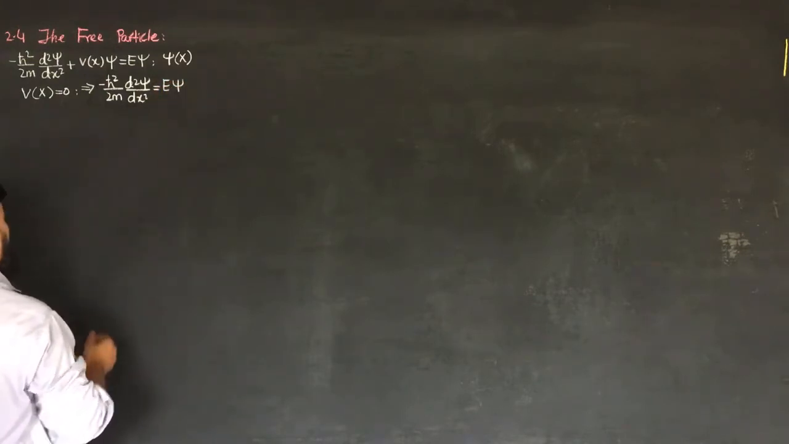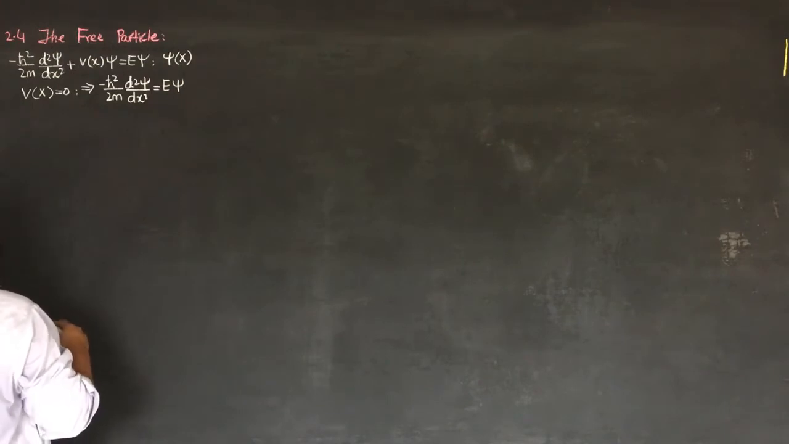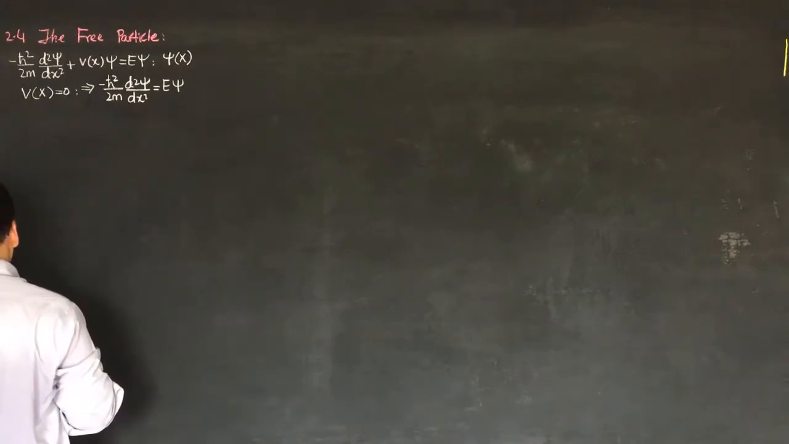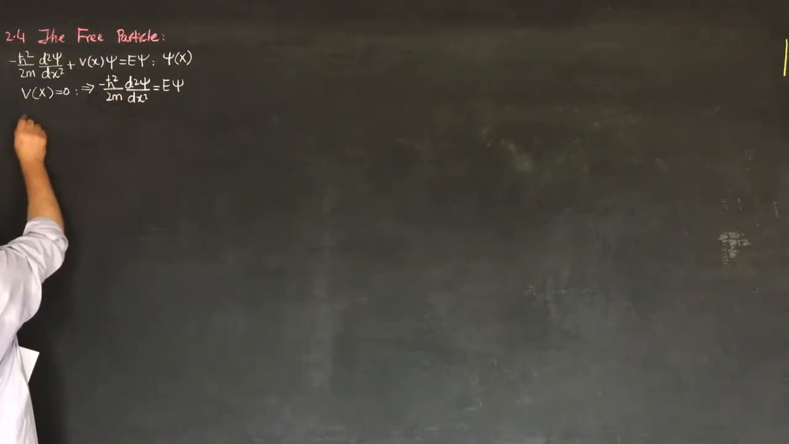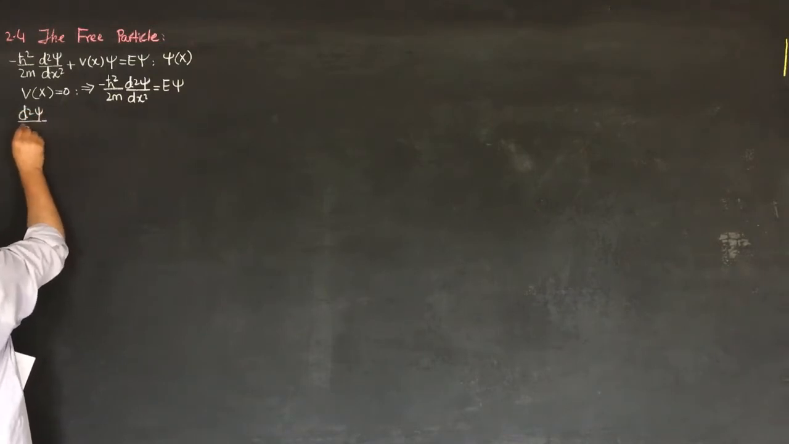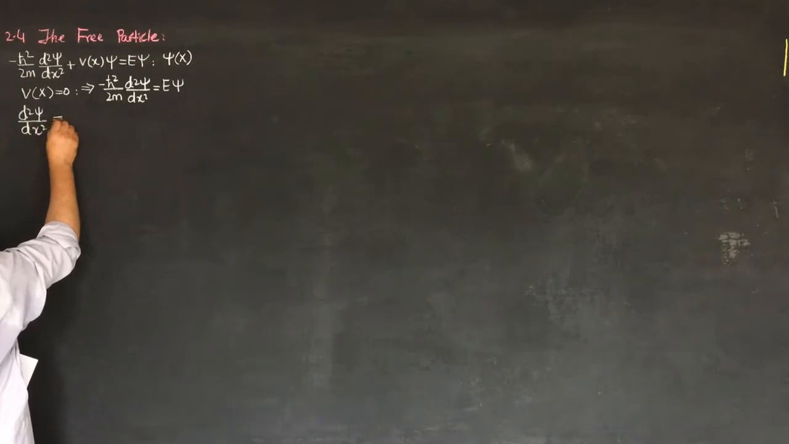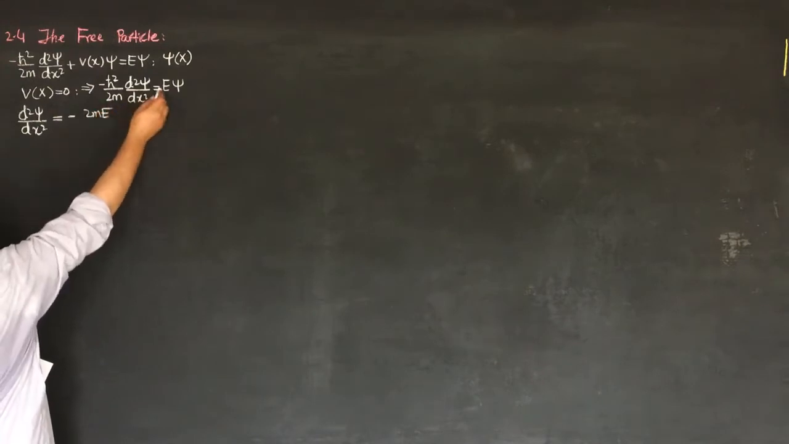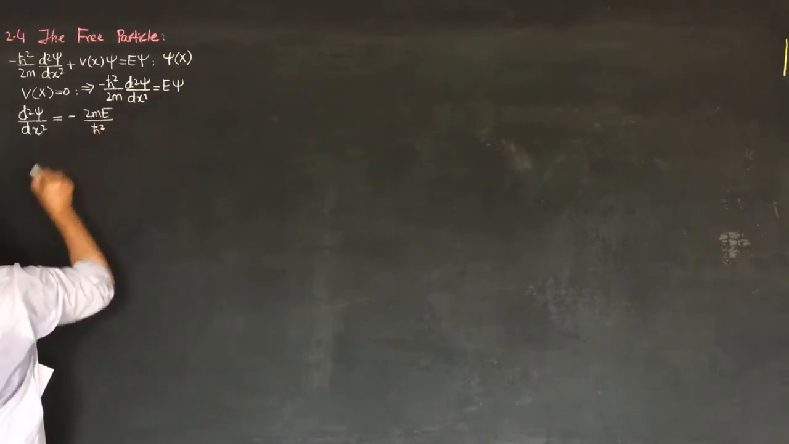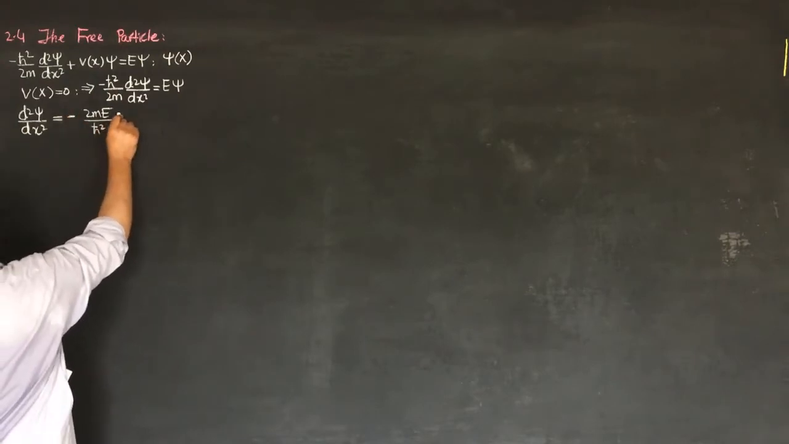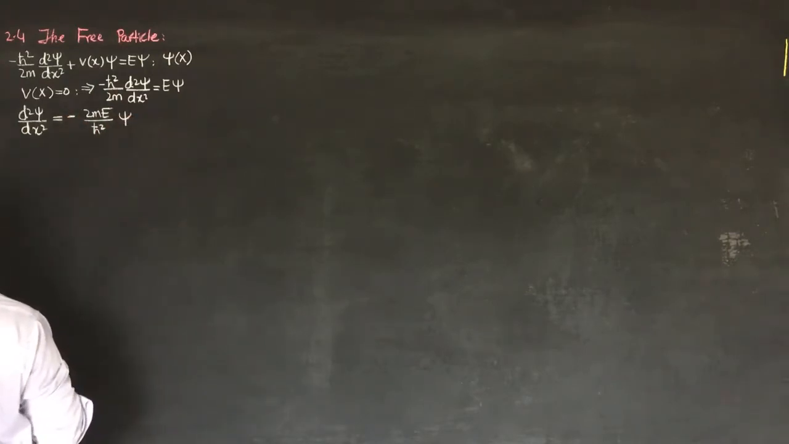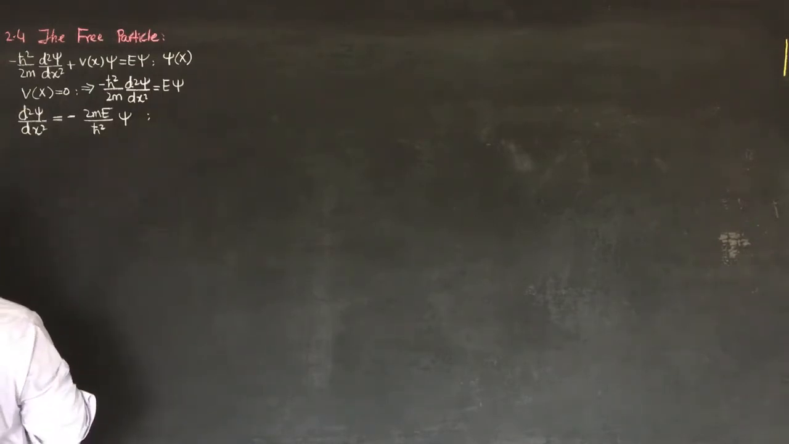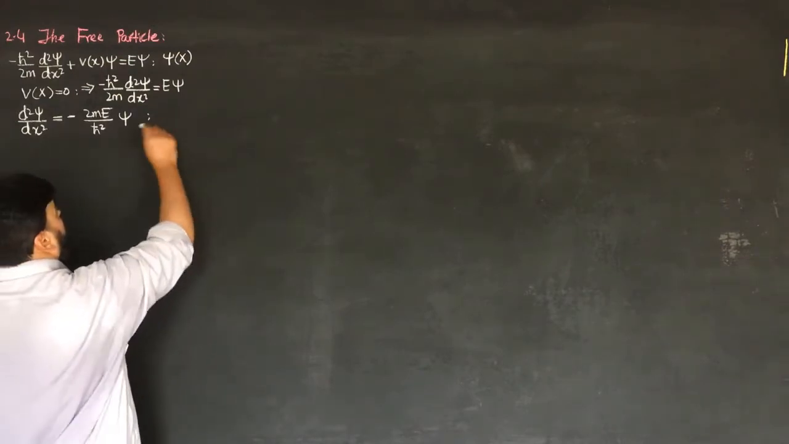Now we can write this equation as we have done earlier in the infinite square well as well. So I can write that d square psi over dx square is equal to minus 2mE over h bar square times psi.